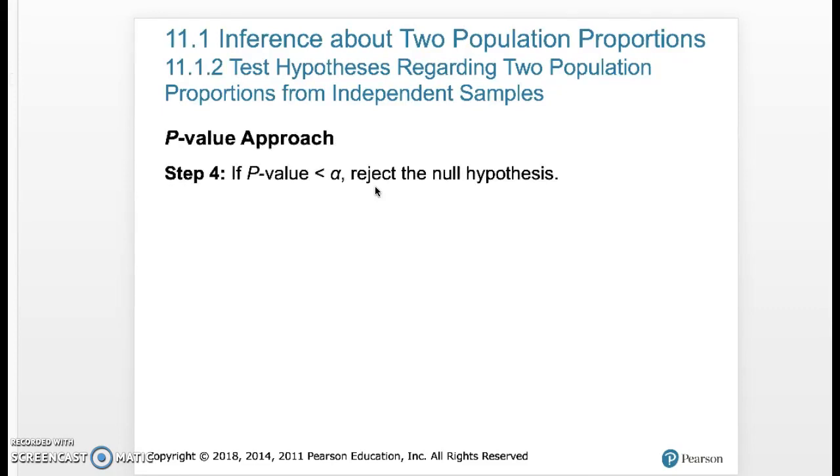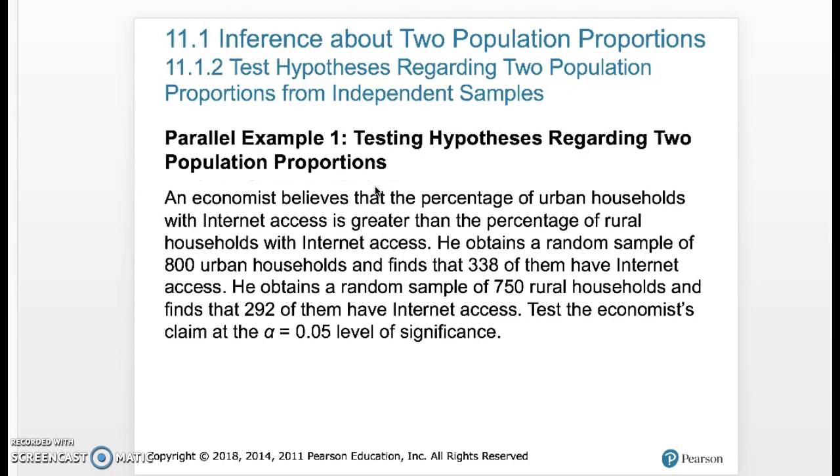Similar to Chapter 10, if our p-value is less than the alpha, we reject our null. And then in Step 5, we want to state our conclusion in everyday language. So let's look at how this plays out.